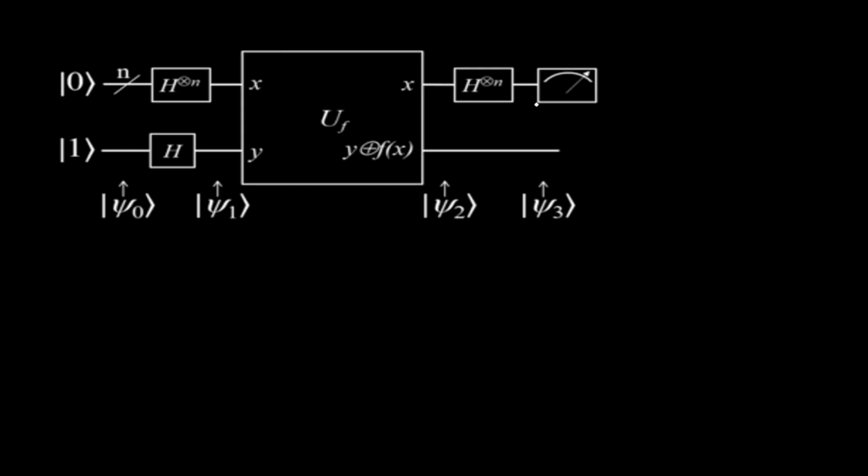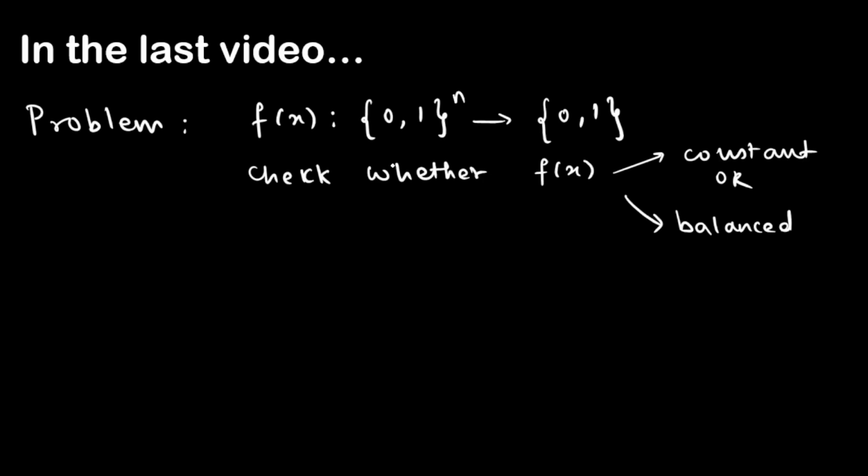So if we take the measurement of the first qubit of the psi3 state and we get the 0 tensor product n state, that means our f of x is constant, and if we get any other state except this state, then f of x is balanced. So this was, in a nutshell, our Deutsch-Jozsa algorithm. With the help of the Deutsch-Jozsa algorithm, we were able to find out whether a function which had an n-bit domain is constant or balanced by taking only a single measurement.